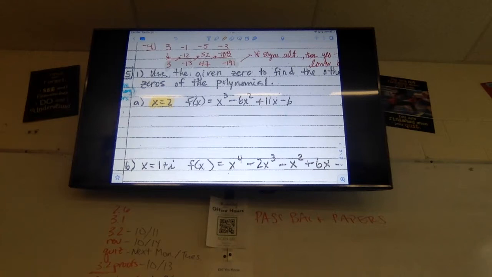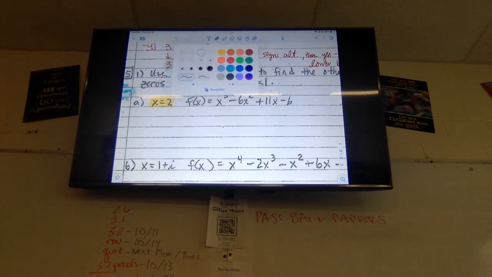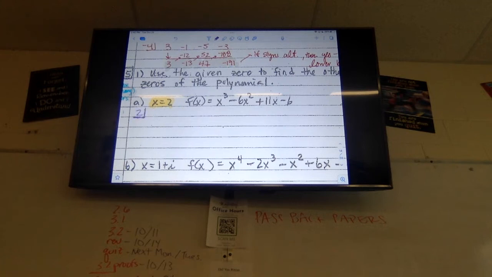So x equals 2, and my function is x to the third minus 6x squared plus 11x minus 6. We do not even need to do PRRs here because I already know what one of my zeros is, right? I know one of my zeros is 2. So I'm ready to just go, and I'm going to just do my synthetic division. So I'm going to have 2 in the house, and I'm going to do my coefficients in front of it. So 1, -6, 11, -6. And it should equal 0 because that's what it's supposed to do.